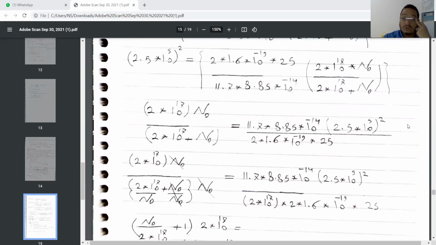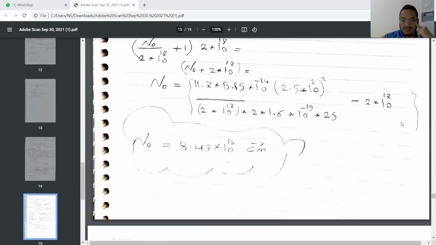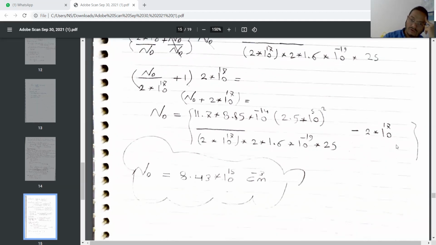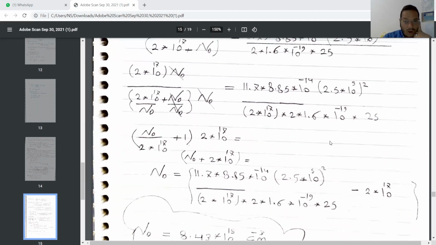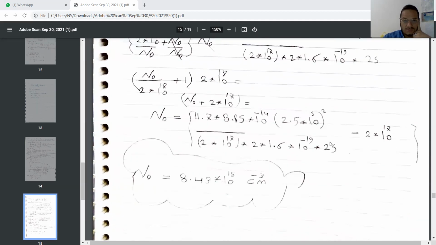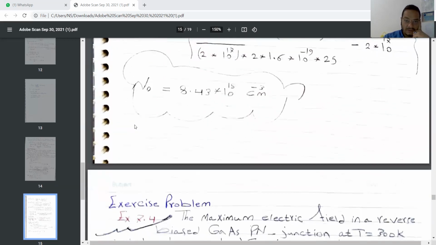I tried to use this math trick, but the last result was 8.43×10^15. But when I calculate all of that, I found another result, because I made a mistake, but unfortunately I couldn't find my mistake. Why? I don't know. If anyone can calculate the result of ND, I will be very happy.